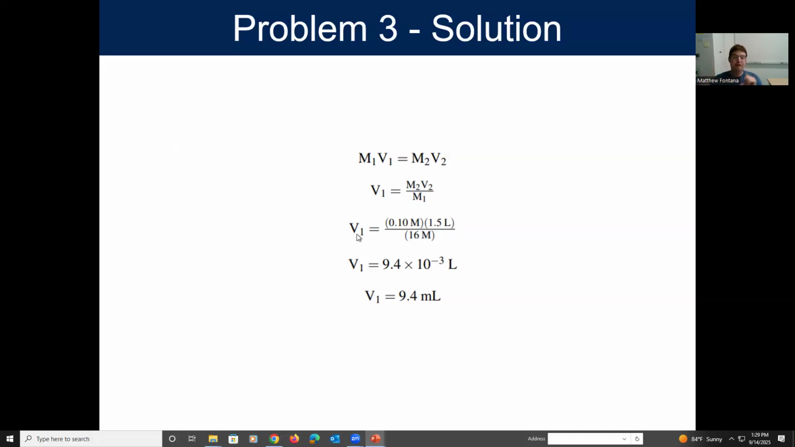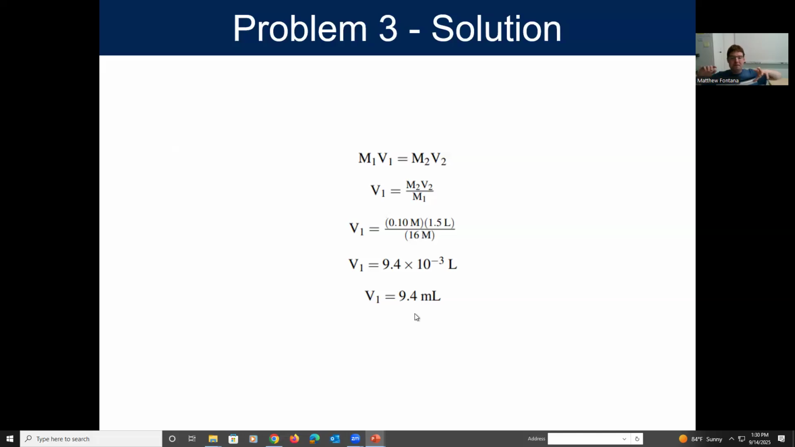Keep in mind, you want to add your units. And you'll notice that when we plug all the numbers in, we get this expression. Molarity and molarity will cancel, leaving us with liters as our units. That corresponds to 9.4 times 10 to the negative 3 liters. Since 10 to the negative 3 is milli, we can clean it up a little bit and write our volume as 9.4 milliliters.